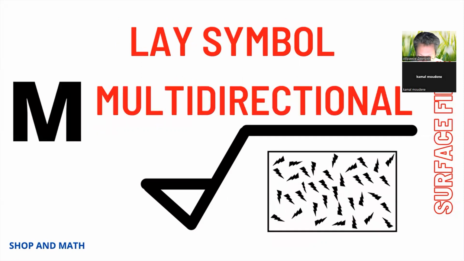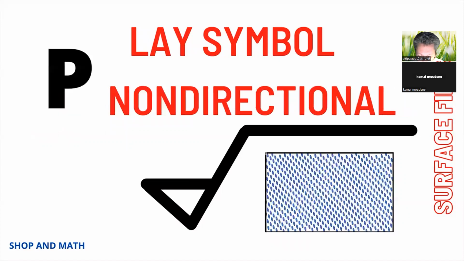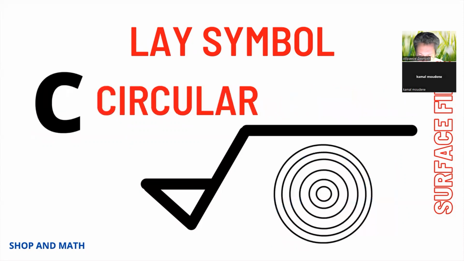Lay symbol multi-direction. An example of this finish would be the bottom of a pocket that was machined by an end mill. Bunch of cross swirls. Lay symbol, non-directional. This is usually produced by an EDM machine or a sandblaster. Lay symbol circular. Approximately circular relative to the center of the surface to which the symbol is applied. This symbol surface is most commonly associated with facing on a lathe.